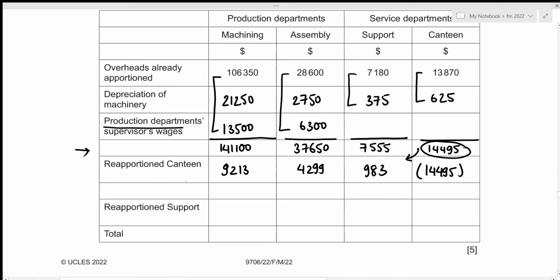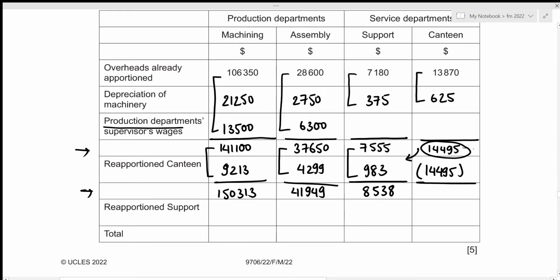Okay, now we need to figure out the subtotal for this row. So that's just going to be the sum of these two values. For machining, that's 141,100 plus 9,213, which results in the value of 150,313. For assembly, that's 37,650 plus 4,299, which results in the value of 41,949. For support, that's 7,555 plus 983, which results in the value of 8,538. And for canteen, that's 14,495 minus 14,495, which is 0.